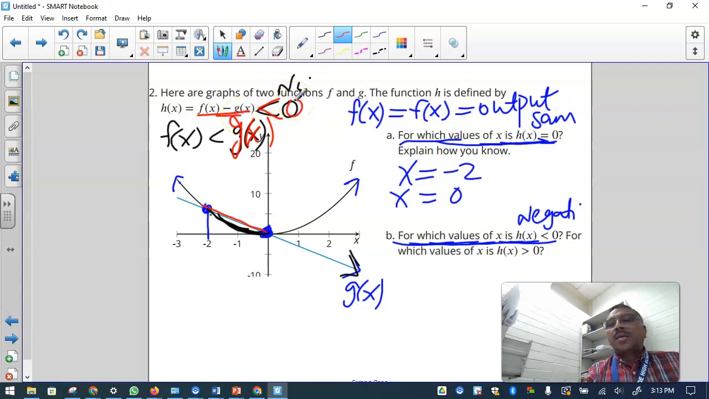So the answer for this part is from -2 all the way to 0. So you're supposed to write -2 less than x, and then less than x until 0. The second question is when is h of x positive?